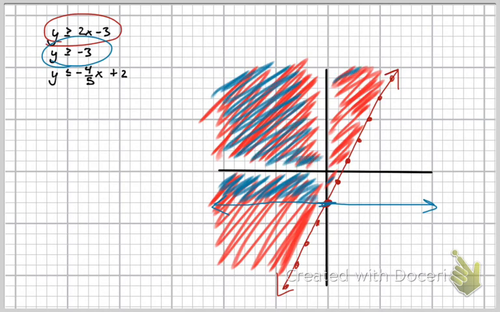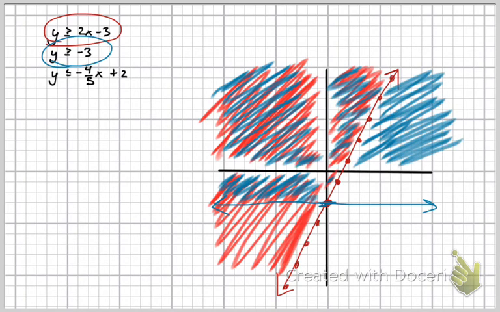However, a system requires it to be a solution to all of the equations. So I can't just say, hey, it's that top left section right now. I don't have all my equations graphed. So I'm going to graph my third equation now, negative 4 over 5 x plus 2. I've got my y-intercept of positive 2 and a slope of down 4, right 5. I'm going to do that a couple of times just to get as many points as I can.